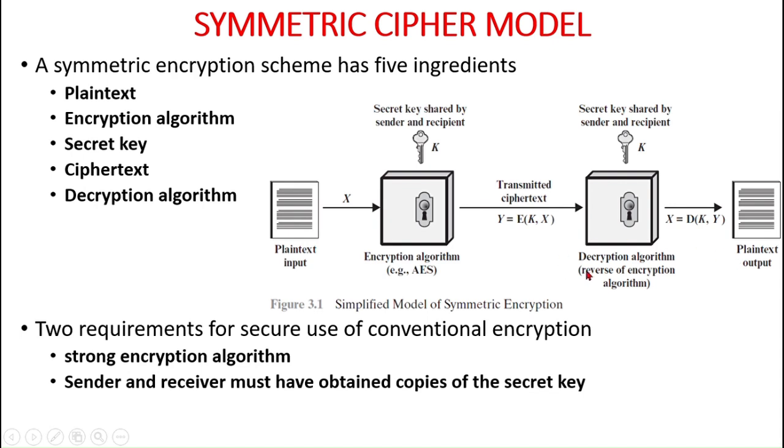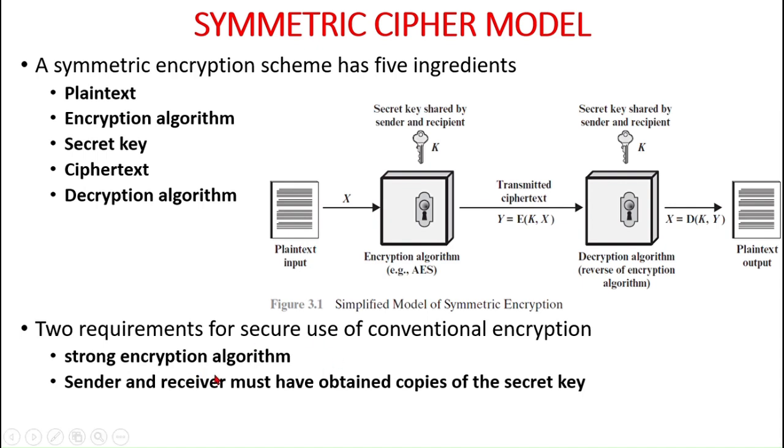So this process we call the model of symmetric encryption. Here two distinct terms are present: one is symmetric encryption, the other is asymmetric. Symmetric is nothing but a single key. One key is utilized at both the sender as well as the receiver. And asymmetric means two keys. One key is utilized at the sender, another key is utilized at the receiver.